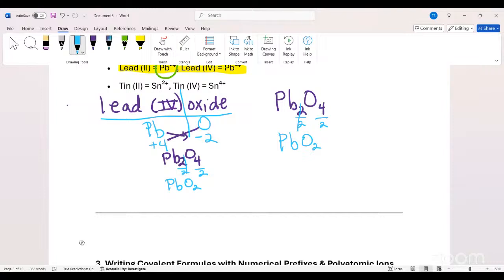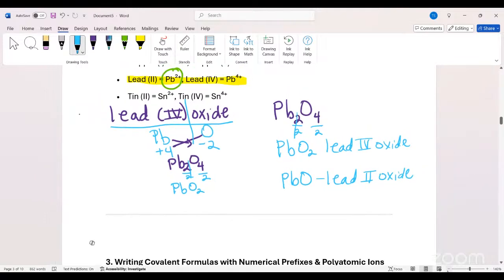Now, I know that this formula would not be called lead 2 oxide. If you write lead 2 oxide for this, that means the 2's did not cancel out. See, remember in the previous formula, lead 2 oxide was PbO. That's lead 2 oxide. This one here is lead 4 oxide in the reduced form. Okay? Whoops, just so you all can see that. Right there. Okay?